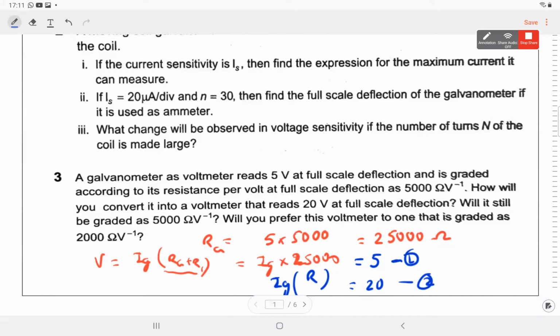So divide, the IG value will come out. Sorry, divide the two, then we get R. IG we can cancel, no need to solve. Divide the two, calculate the value of R.